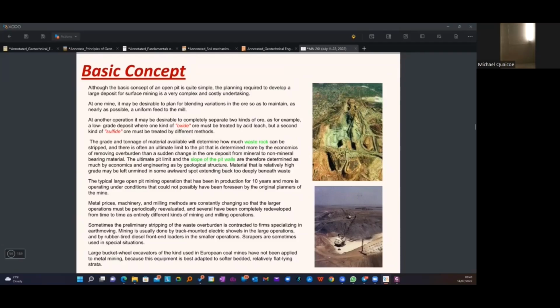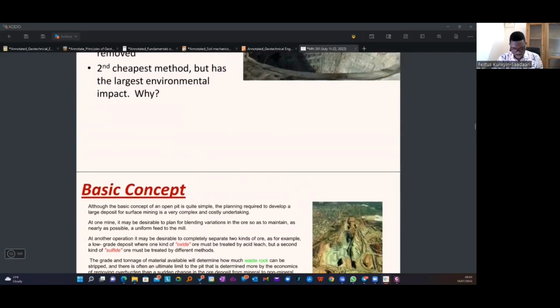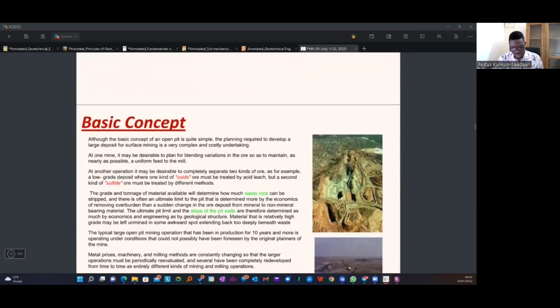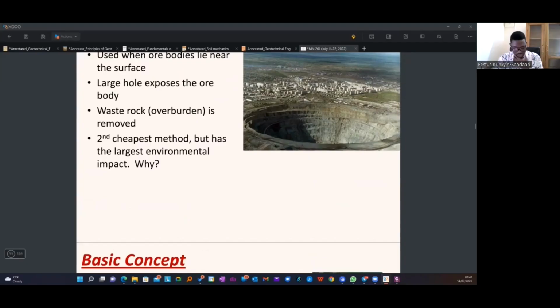Today we want to have a look at where we started, with open pit mines, and then we discussed a bit about it. We came to identify that open pit mining happened to be the second cheapest method in the extraction of metal minerals, but it also happened to give us the largest environmental impact, which we discussed yesterday in detail.